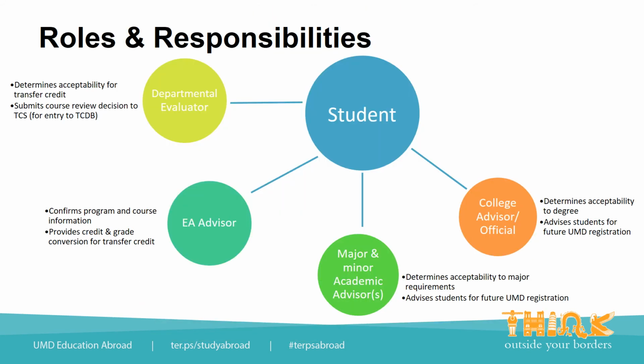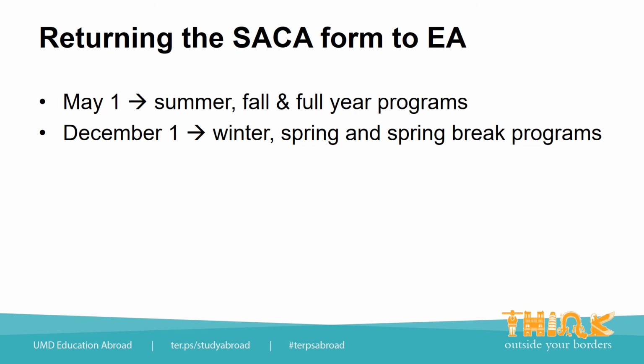Once the student has met with all responsible parties and has all signatures on the form, the student must return the SACA form to Education Abroad by the published deadlines. This is May 1st for summer, fall, and full year programs, and December 1st for winter, spring, and spring break programs. If your advising office is backed up and unable to meet with students before these deadlines, please notify me in Education Abroad as soon as possible, and we can work with you to ensure this does not penalize students, assuming they have taken their part on by the appropriate deadlines.